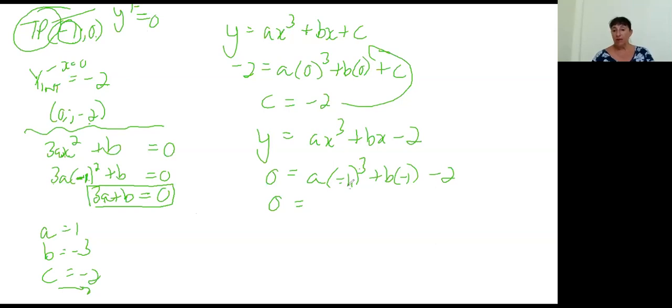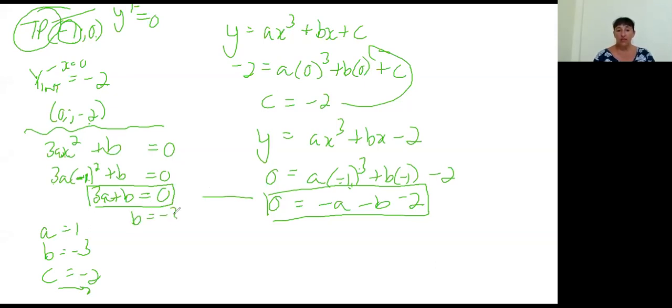And then this one we'll simplify. Minus 1 cubed is minus 1 times a is minus a, minus b minus 2. And then we can solve these two equations simultaneously. All right. So for example, here b is minus 3a, and then I just substitute it in here.